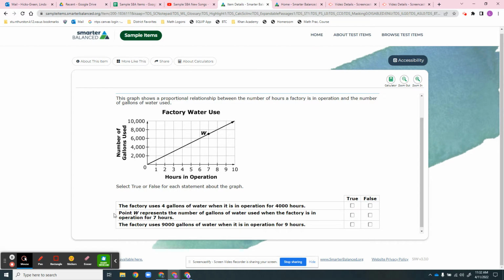So let's consider this first one. The factory uses 4 gallons of water when it is in operation for 4,000 hours. I'm going to pause right here, and you guys determine whether that is true or false.